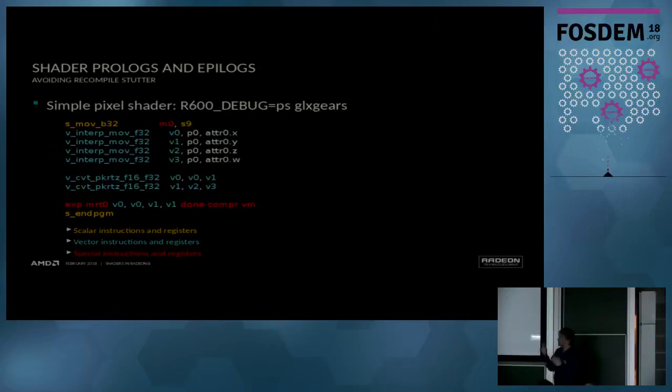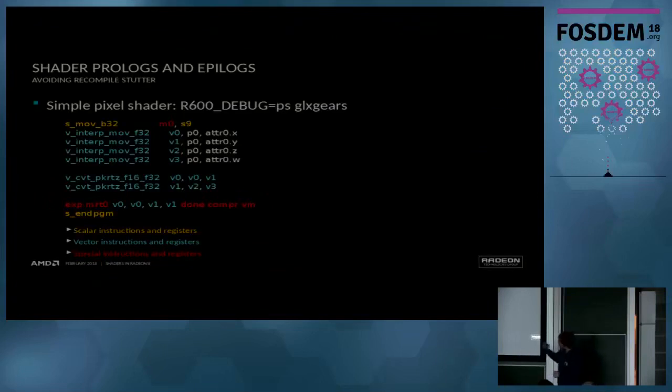Now, why it would do that is maybe a bit mysterious. S9 happens to be pre-initialized by the hardware. You can think of it as a kind of shader ABI that's going on. And M0 is a special register that will be implicitly used by the next instructions. So the next instructions, they start with a V, like vector. So they actually operate on up to 64 pixels at the same time.